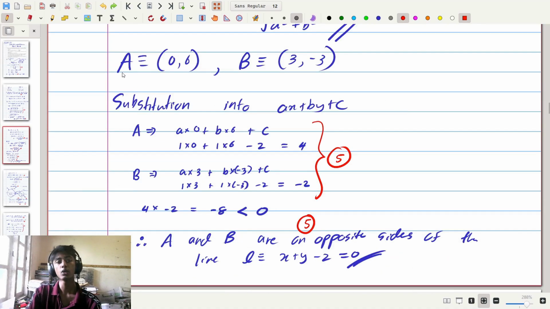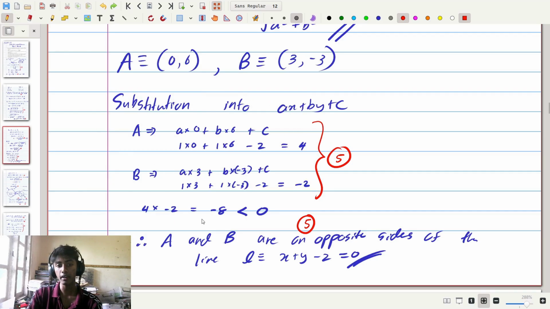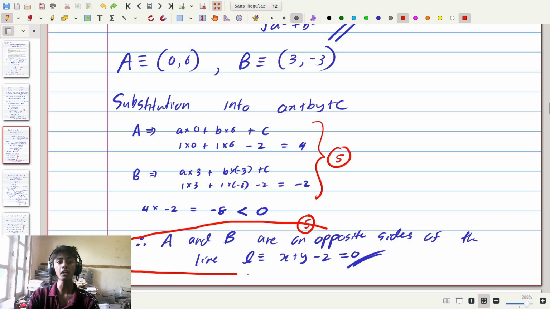Now after that, when they give you the points A and B and ask you to find them on opposite sides of the line, for first finding the value of ax plus by plus c for each of them you get 5 marks, and then when you multiply, see that's a negative number, and then conclude that they're on opposite sides, you get another 5 marks.